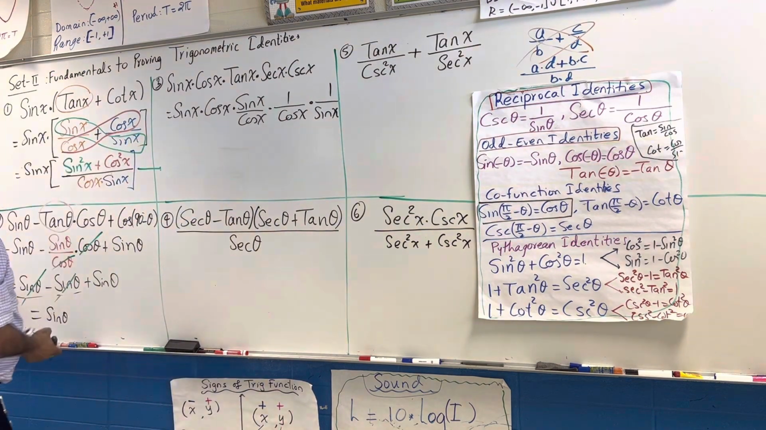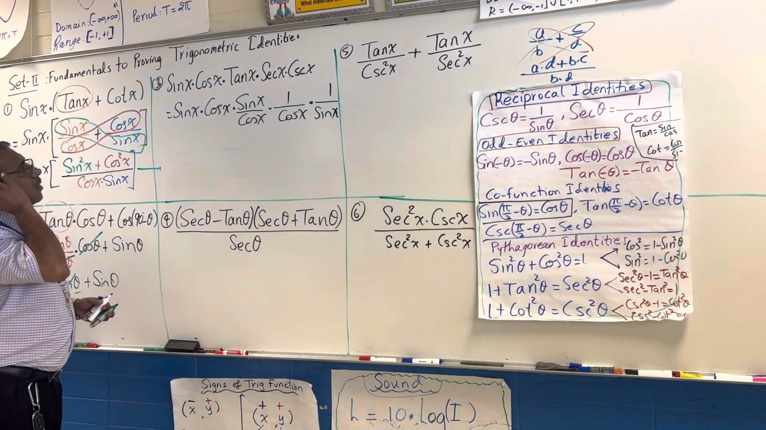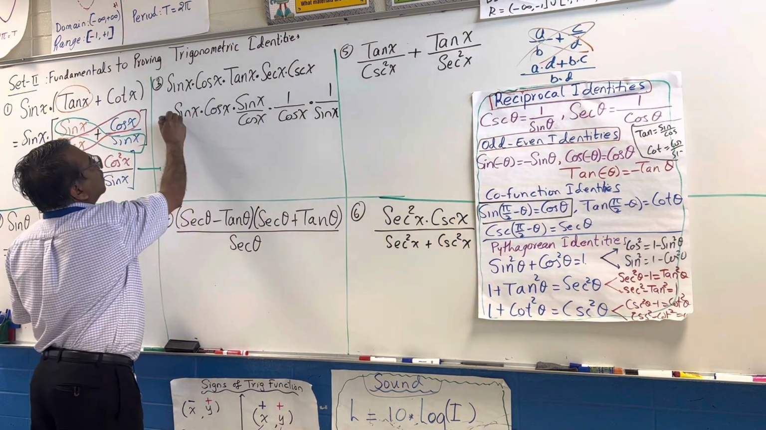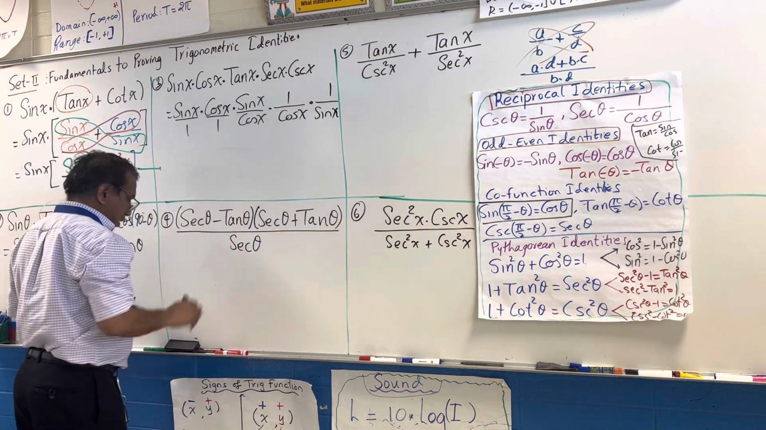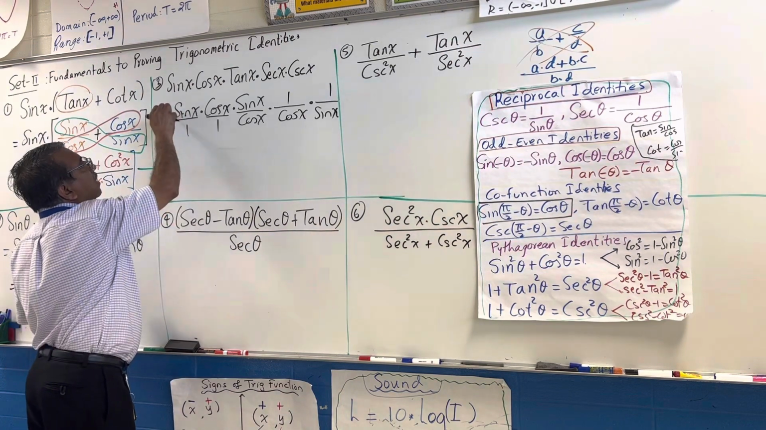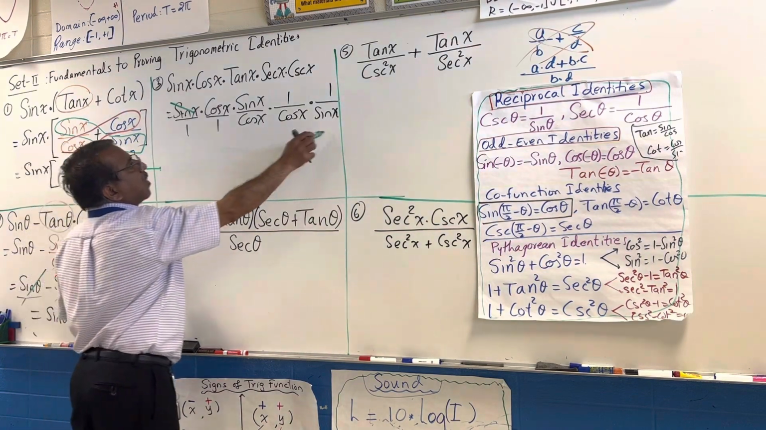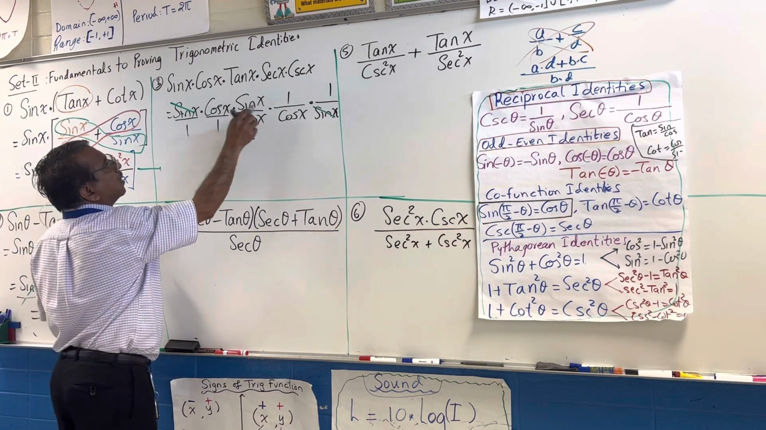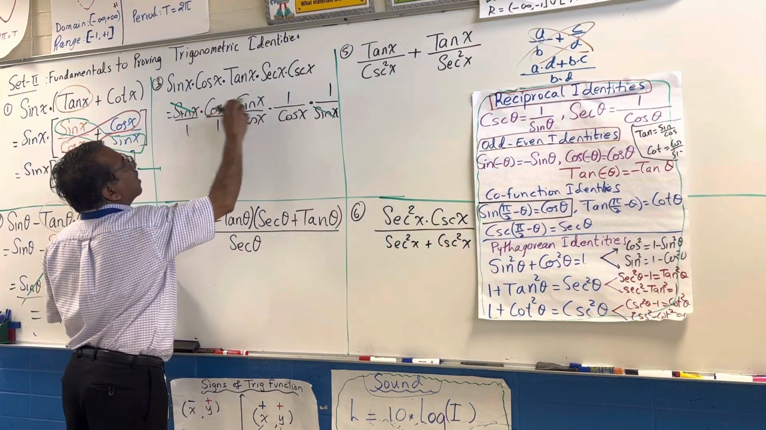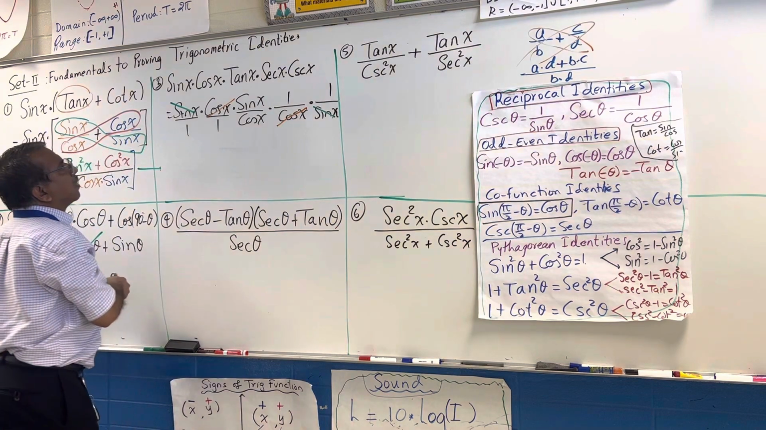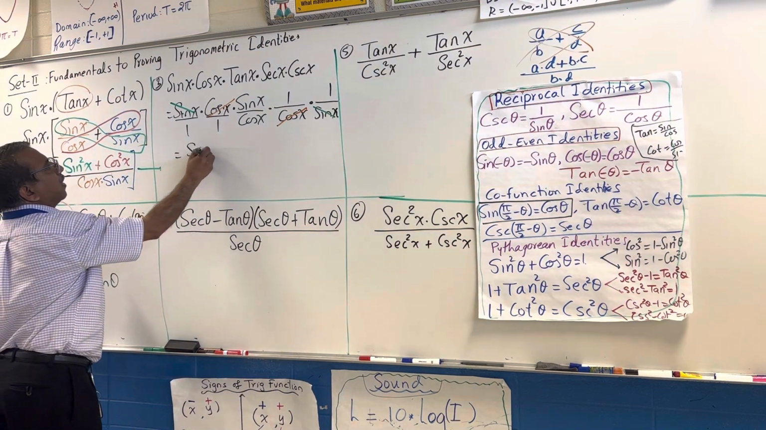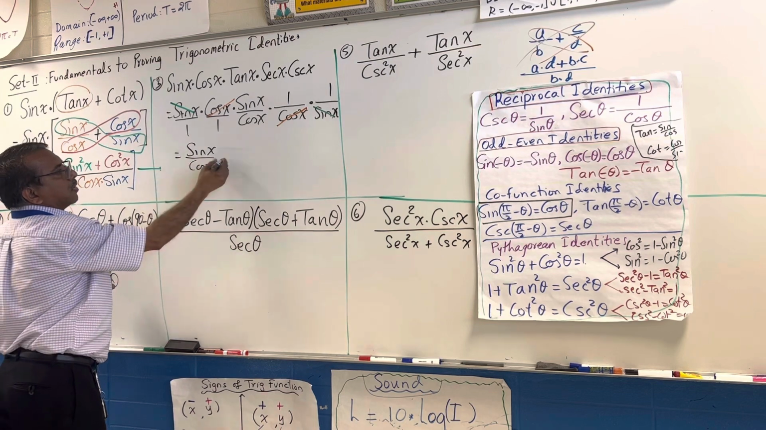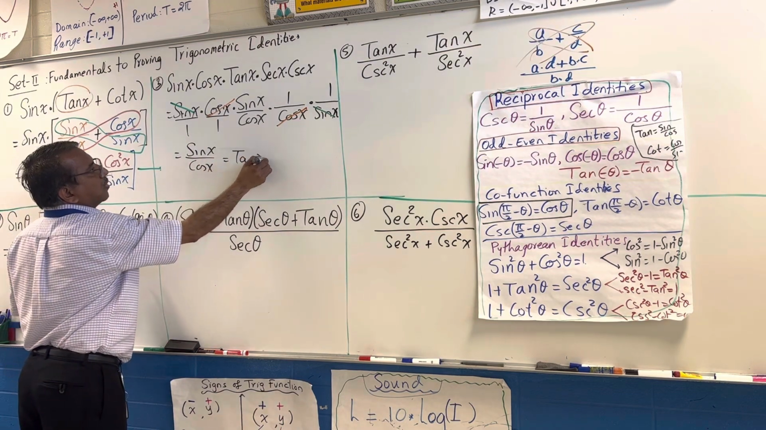Okay, so now let's check what things we can cross out. This is over 1, this is over 1. There's a sine x in the numerator, and this sine x will cross out with this sine x. Then there is a cosine here, and this cosine will cross out with this cosine. What I will be left with is only sine of x over cosine of x. You can also write this as tan x.